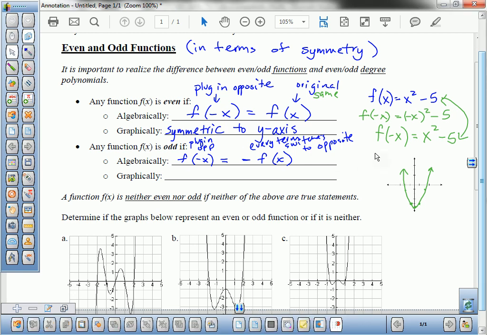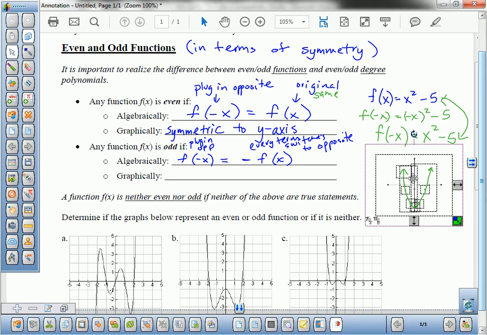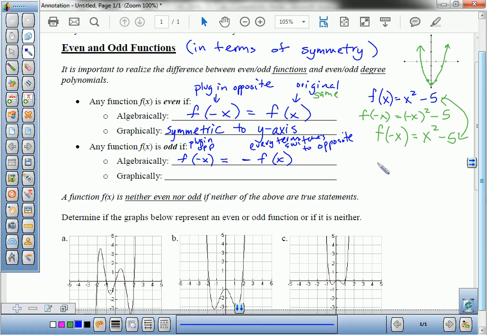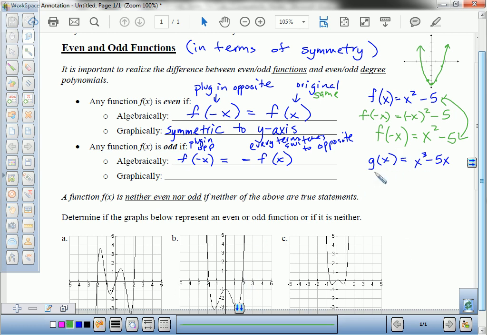Okay, I'm going to move this little even graph up here, and then I'm going to put an example of odd here. So here's an example of an odd function: g of x equals x cubed minus 5x. So what happens with this function when I plug in a negative x? Whenever we plug into the parentheses, we have negative x to the third minus 5 times negative x.